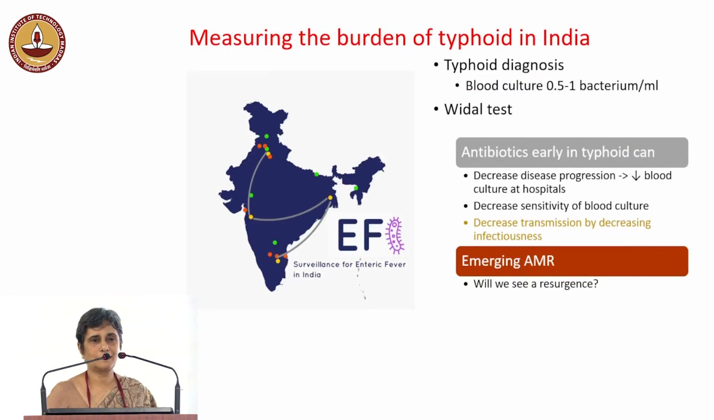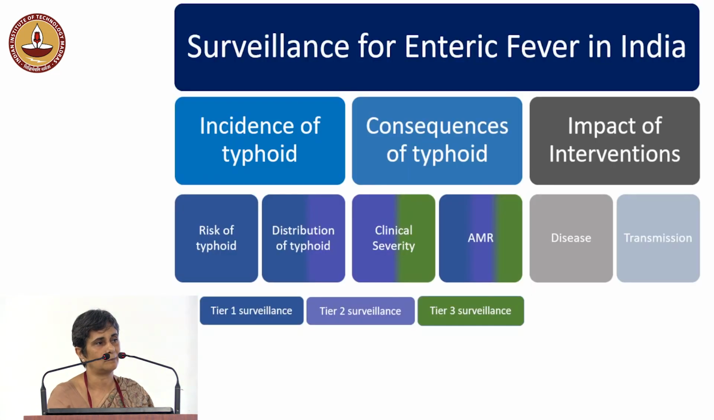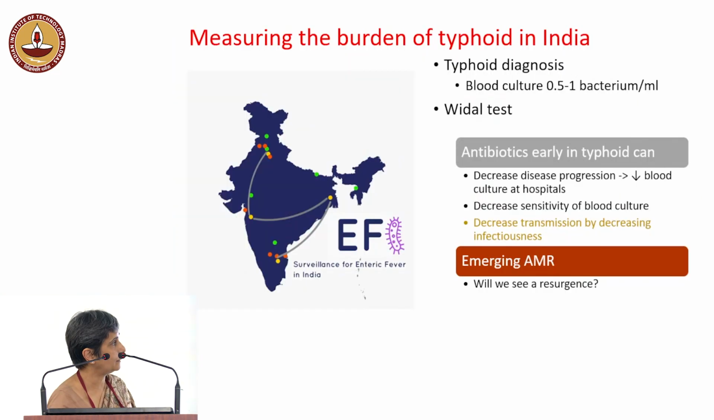So we set up this study to look at typhoid, and typhoid diagnosis is very challenging because you have to do blood culture, and if you've been treated with antibiotics, it drives down the number of bacteria in blood, so your blood culture will wind up being negative falsely. So you have to look at that, and if you have antibiotics early in typhoid, you get decreased blood cultures coming to hospital, decreased sensitivity of blood cultures, and there might be a decrease in transmission also by decreasing infectiousness.